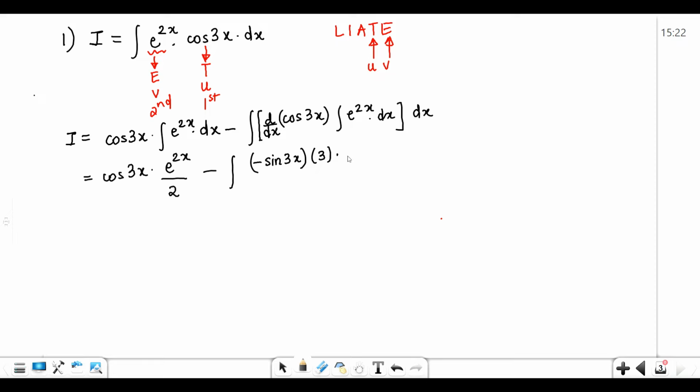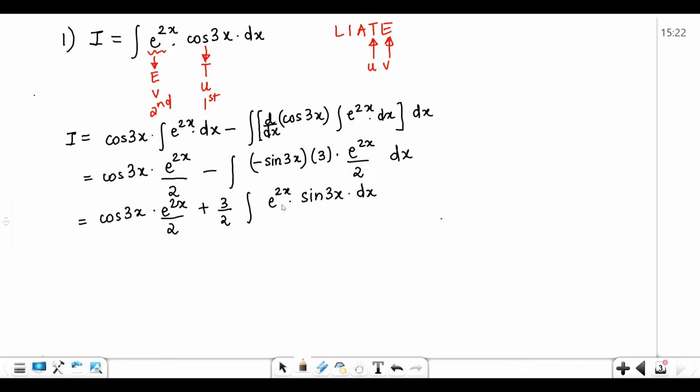Okay, then integration of e raised to 2x is e raised to 2x upon 2, then dx. So we have evaluated the first integral, then we have multiplied with the derivative, and this is your resulting function. Again we have to integrate this. Then this cos 3x e raised to 2x upon 2, the minus and minus will become plus. We can take this 3 upon 2 outside. So now we are left with the integral of e raised to 2x sine 3x dx.